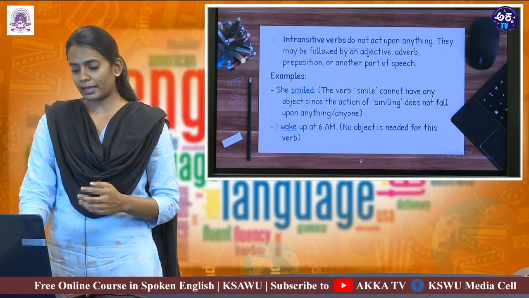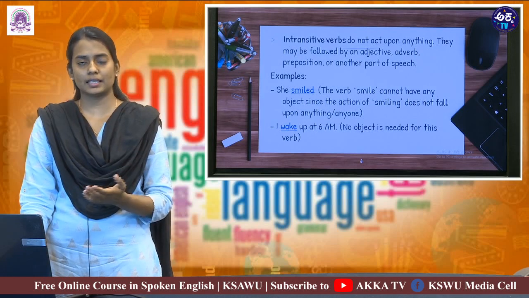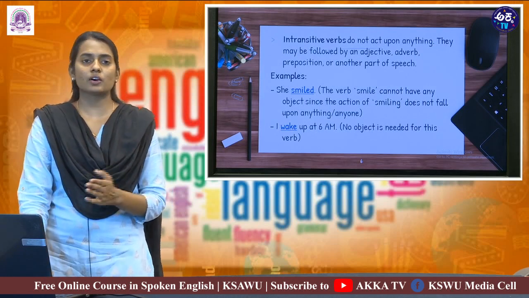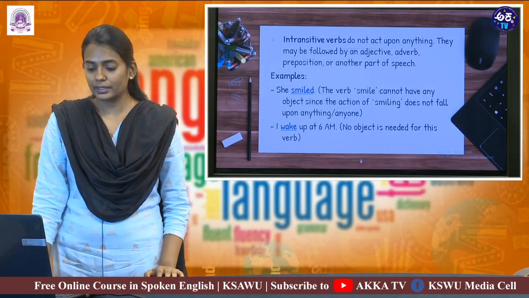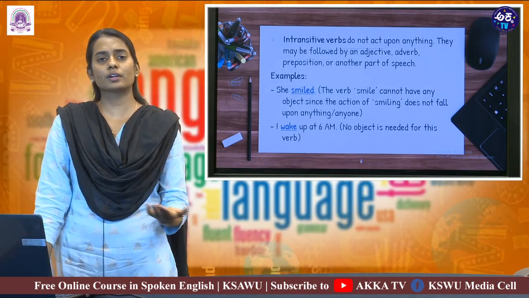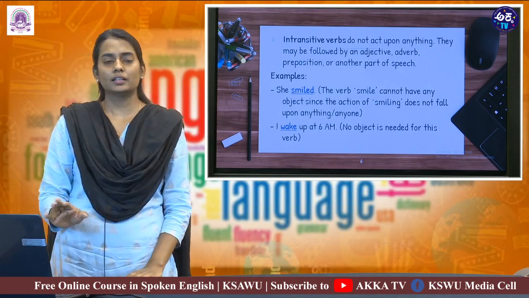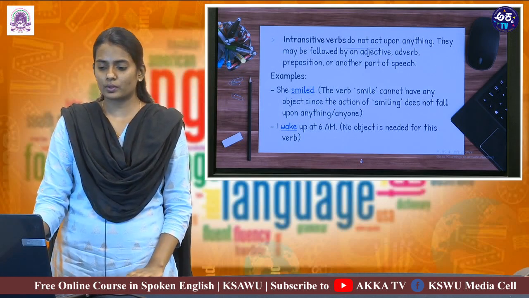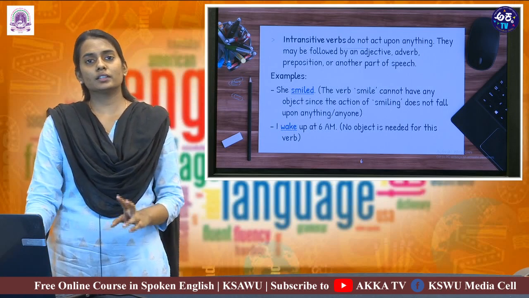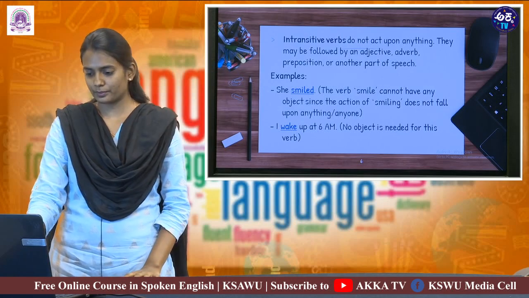I wake up at 6 a.m. Here you can see an object is not required. It's just a sentence where you are telling that I wake up at 6 a.m. So an object is not required, unlike the transitive verb. So these two types are the action verbs.